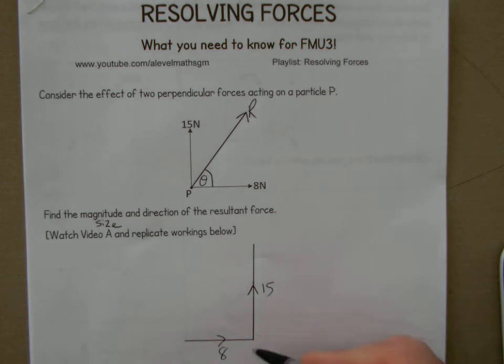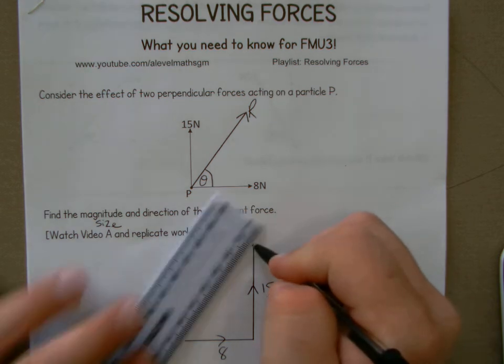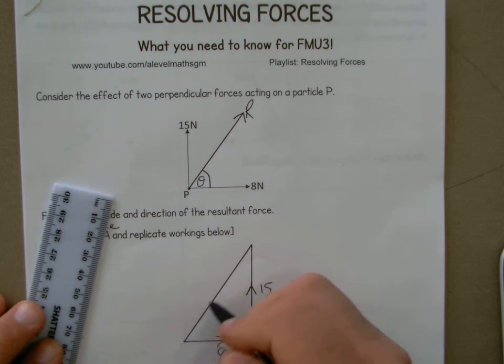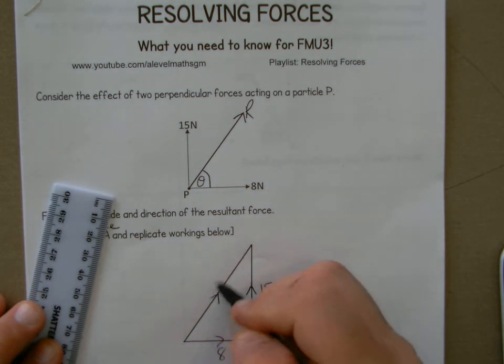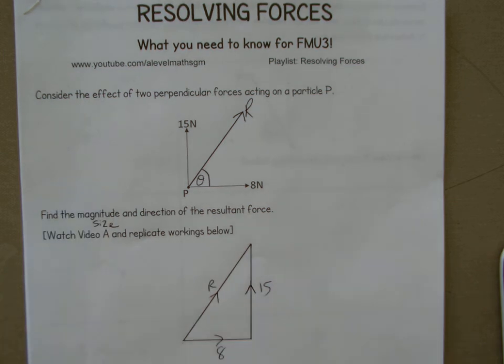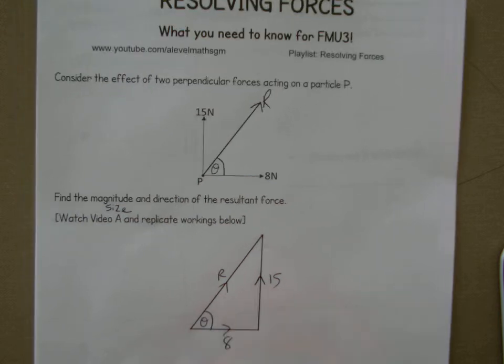So it's like going across 8 and up 15, and you end up here. So that will be my resultant effect, in other words, taking me from here along this line. That's the resultant effect, that's the path that it ends up taking. So we can use this triangle setup to work out R, and we can also work out theta.